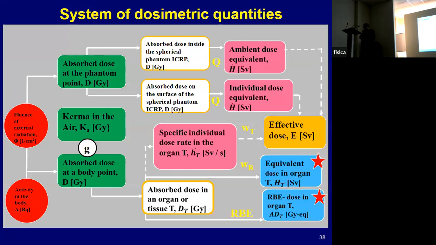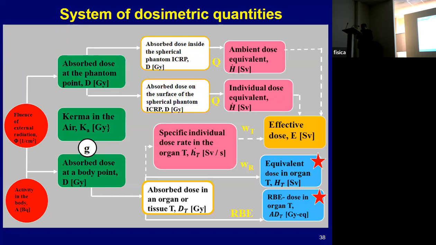So in general, the relationship between the quantities used in radiation protection and safety is represented on this slide. Red ovals indicate the internal radiometric quantities, the fluence of external radiation and the activity in the human body.